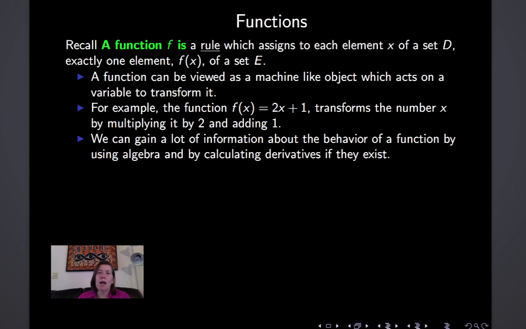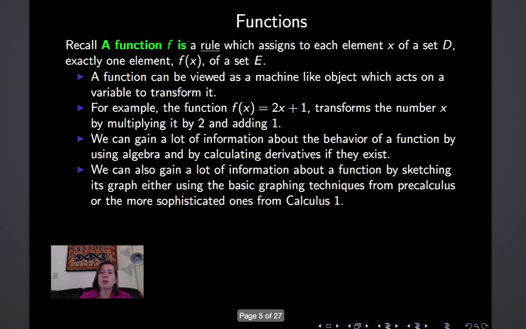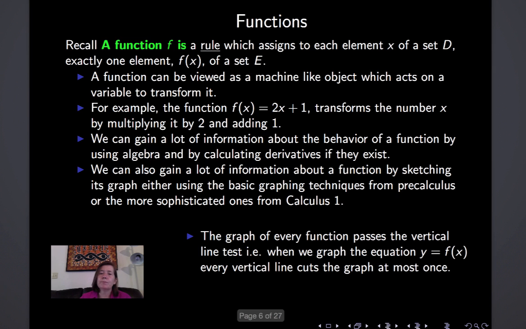And we can get a lot of information about the behavior of a function by either using algebra or using calculus, using derivatives if they exist. We can also gain a lot of information by sketching the graph of the function, using our basic graphing techniques from pre-calculus, or perhaps the more sophisticated ones from Calc 1.